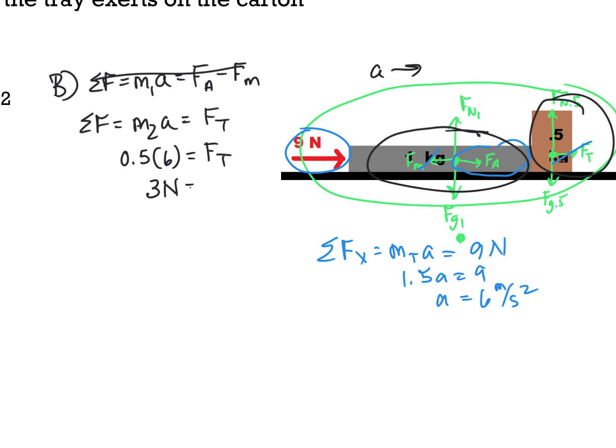So you can pick and choose. We could have worked it the other way. We could have said this was 9 minus the force on the tray, or force of the milk, is equal to mass 1, which is 1 times 6. So it still would have ended up as 3, but this one was faster.